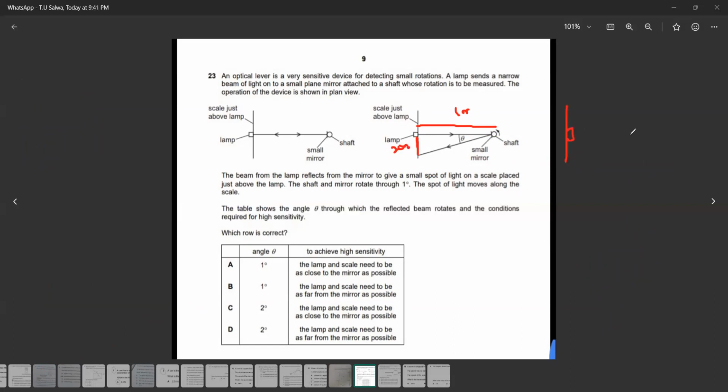But what we do, if we move this shaft far, the angle remains 2 degrees. The change in angle remains 2 degrees. But when it hits the screen, the scale, it will hit the screen far from the position. So we can measure this height easily because it will be a longer length or a greater height, which will make it easy to record. Is it clear, this one?